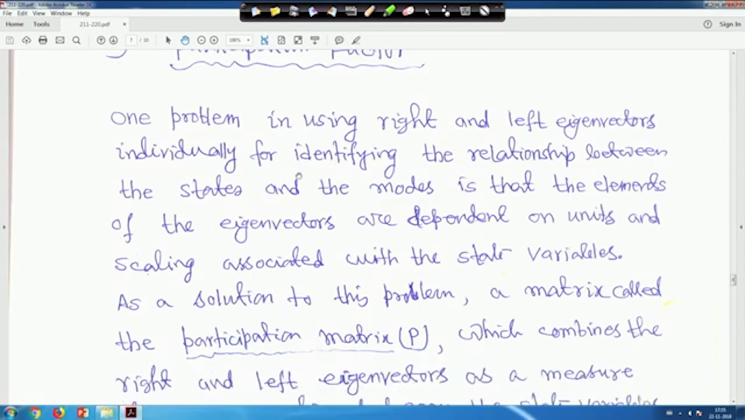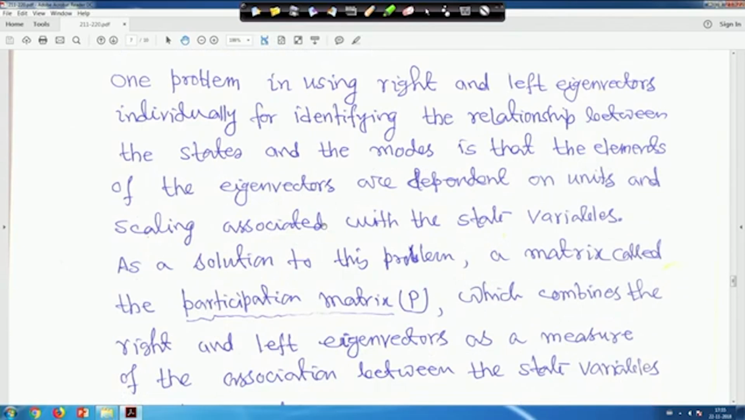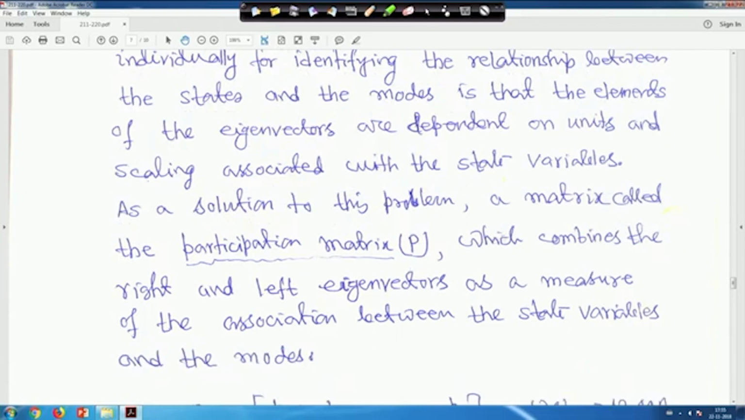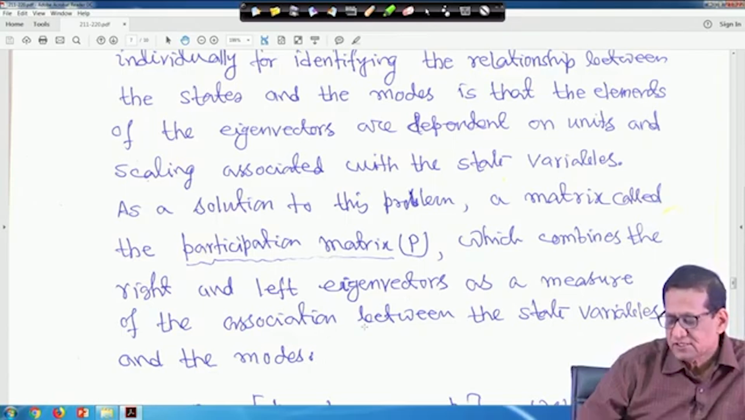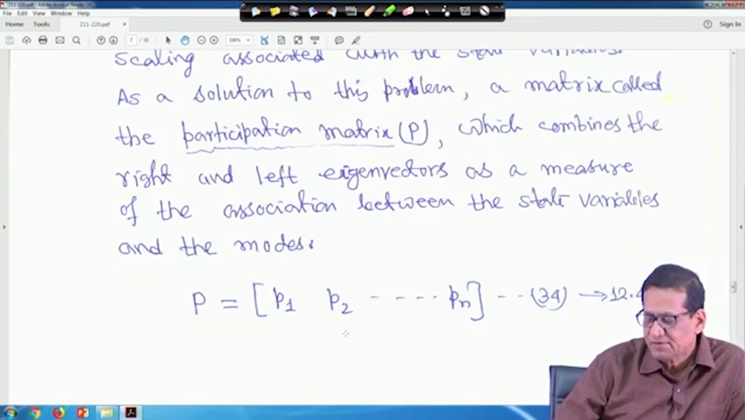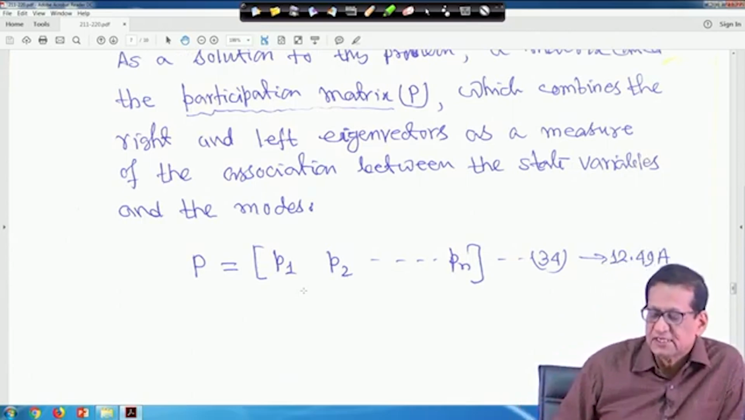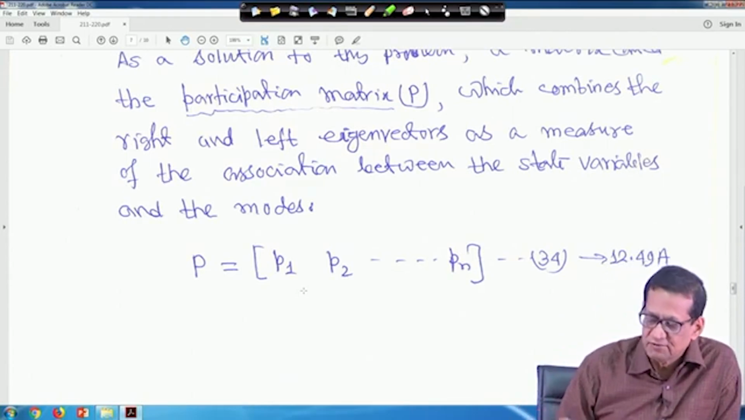One problem in using your right and left eigenvectors individually for identifying the relationship between the states and the modes is that the elements of the eigenvectors are dependent on units and scaling associated with the state variables. As a solution to this problem, we have seen in the previous lecture a matrix called the participation matrix P, which combines the right and left eigenvectors as a measure of the association between the state variables and the modes. For example, P1, P2, basically it is a column vector, up to Pn. This is equation 34.